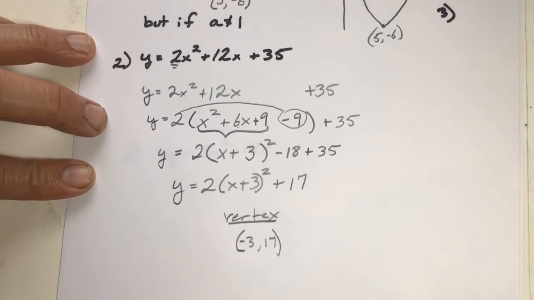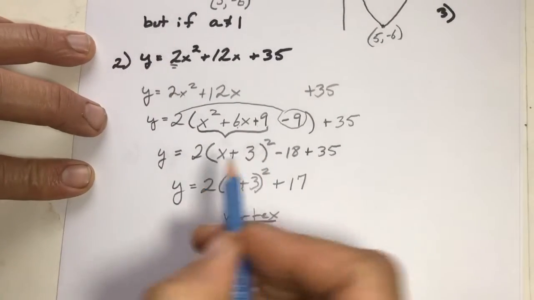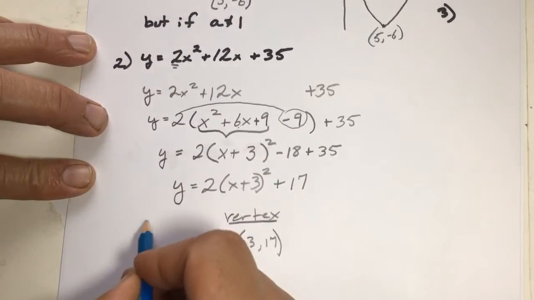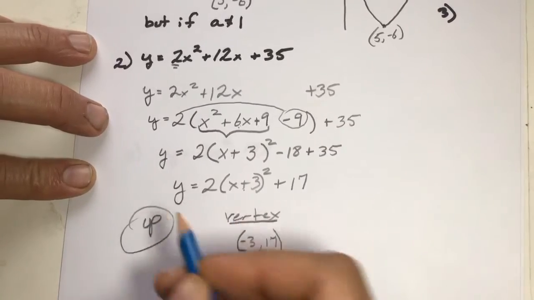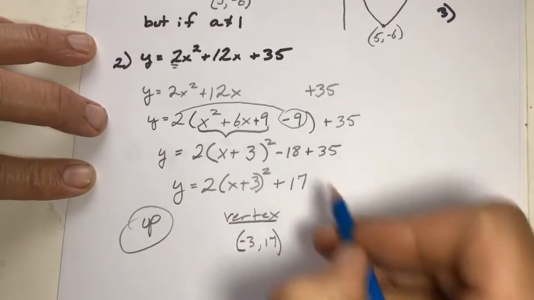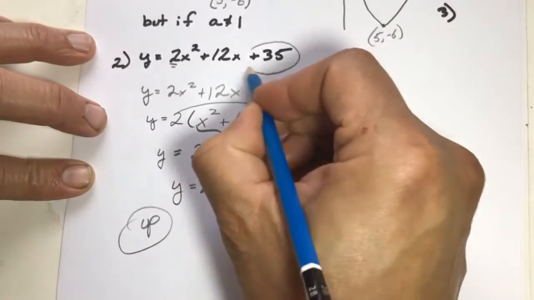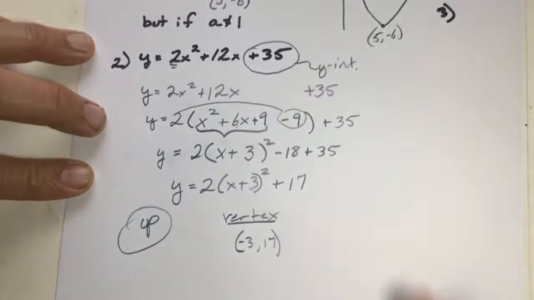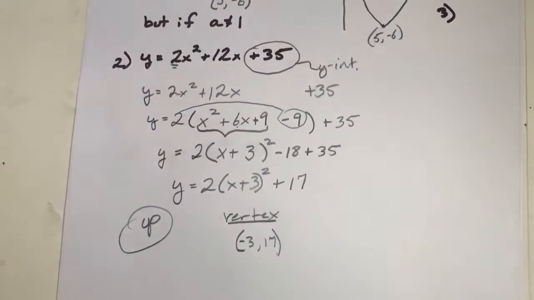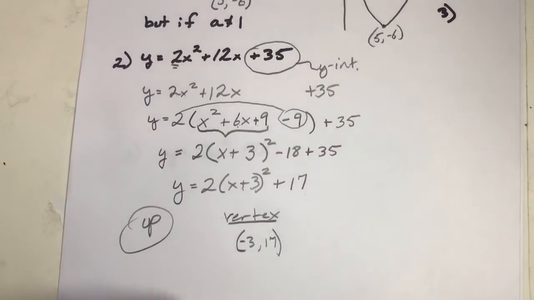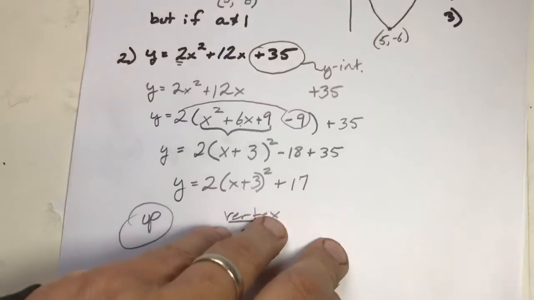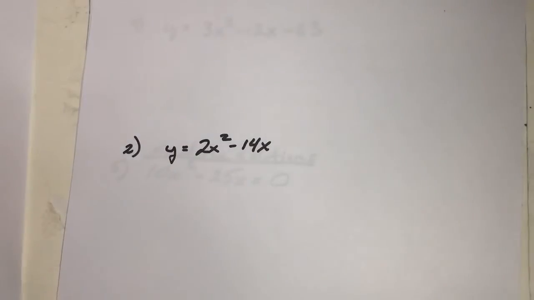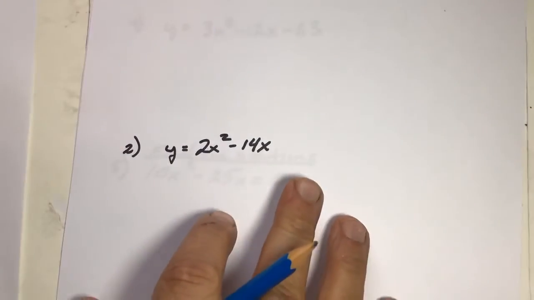This one, again, the a value is positive, same a value here, so I know that this thing opens up. And we also know some information: we know the y-intercept is 35. All right, so that's a review of completing the square. And I got a couple more here.